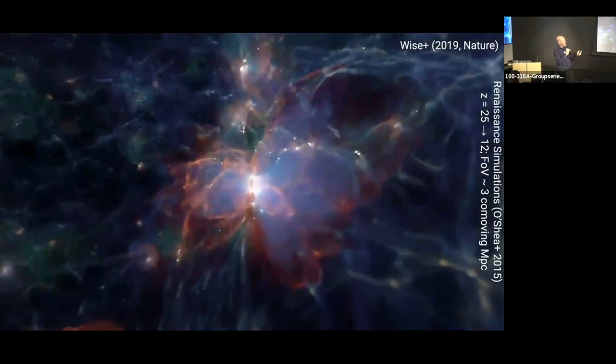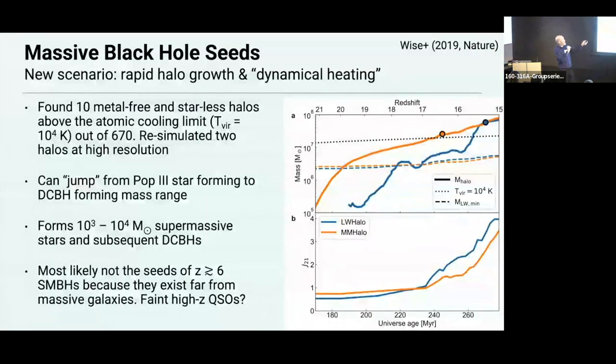But what we did find when we took this, we didn't include any black hole formation here, but we were curious about where you could actually find these massive black hole seeds forming, searching for metal-free and stellar-free atomic cooling halos. Now, we didn't find anything in the center here, but on the outskirts. That was very surprising to us at the time. But we did that search at the final redshift, redshift 15. We had 670 atomic cooling halos in the box in the zoom-in region. And we found 10 of these.